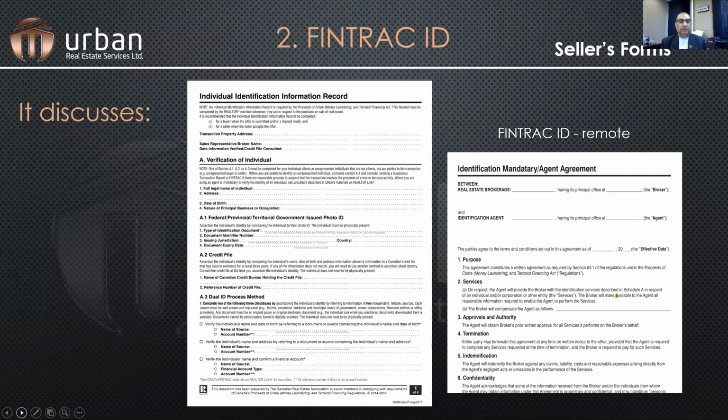But the type of identification document which you have taken, it's printed right there. What can you take as that? If you're taking a driver's license, for example, or a passport, you record the identifier number, issuing jurisdiction, country, and document expiry date. So make sure it's not expiring or already expired.